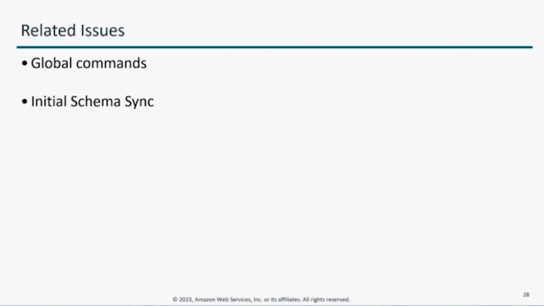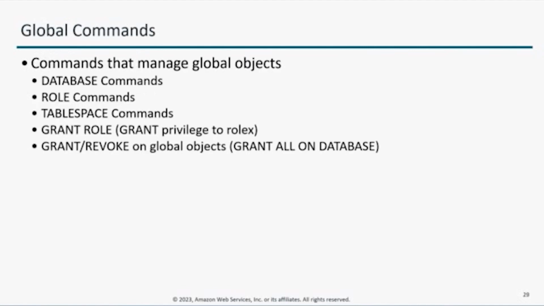Well, next we'll quickly go through two related issues. First one is global commands replication. Second one is initial schema sync. Global commands are also utility commands, but they're different from other DDL commands in that they manage global objects, which are accessible from different databases.